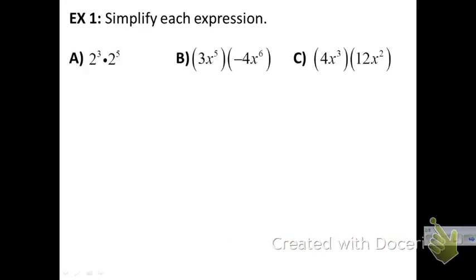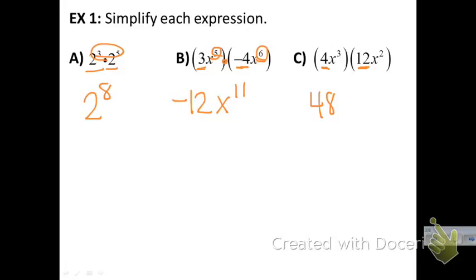Okay, so on example 1, we're going to apply this rule. Here the bases are the same, so we get 2. We add those exponents. 3 plus 5 is 8. On B, we're going to make the monomials a little bit more complicated. So when you're going to do this, remember that this is still just multiplying, so that's what we will do with those coefficients. 3 times a negative 4 gives us negative 12. And then we add the exponents of the x's to get 11. On C, same idea. We're going to multiply those coefficients, 48, and add the exponents.